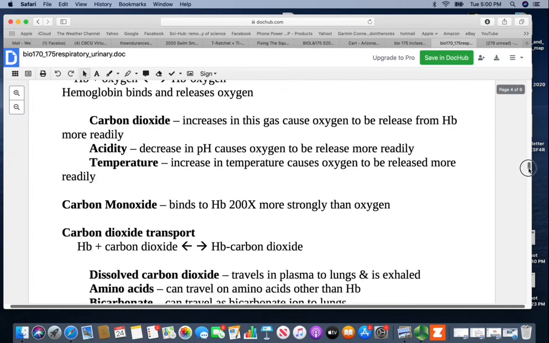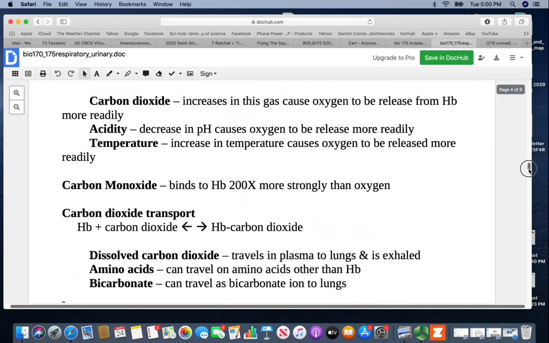Carbon monoxide is bad news. It's going to bind to hemoglobin 200 times more strongly than oxygen. Basically, once it goes on there, it does not have a reason to leave. It's going to take that hemoglobin out of commission. It is an odorless, colorless, tasteless gas. You have no idea when you are breathing it.